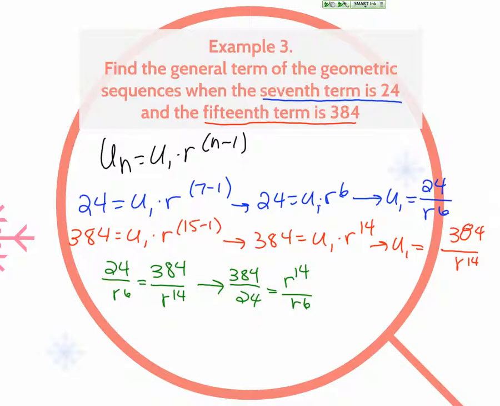Because I can take 384 and divide it by 24. And I end up with 16. Okay. And we've talked about in here, if I've got r to the 14th over r to the 6th, what can I do with those powers? So it's r to the 8th power. Now we're getting somewhere. We can get r by itself here.